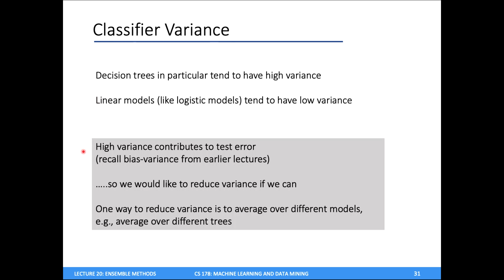As we saw before, high variance contributes to testing error. Again, testing error is kind of a sum of bias and variance. So if we can, we would really like to somehow reduce our model variance. One way to do this is to somehow average over different models, just like we've been doing in ensembling. So again, ensembling is really a way of reducing variance in models.